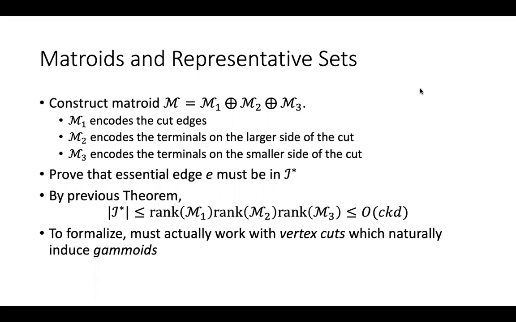The reason our final bound differs a little bit from this is that to formalize this, you must actually work with vertex cuts instead of edge cuts, because vertex cuts end up more naturally corresponding to certain matroids called gammoids. And that's the matroids we actually use in the construction.